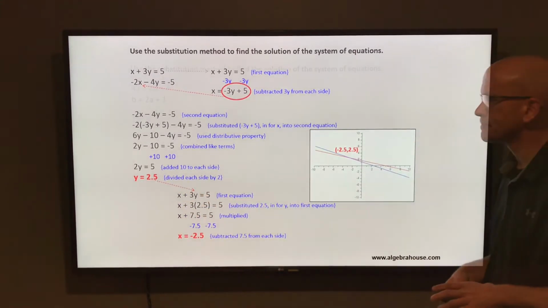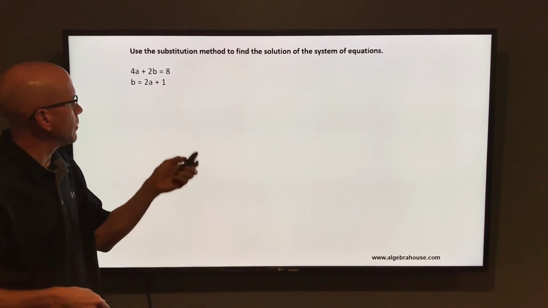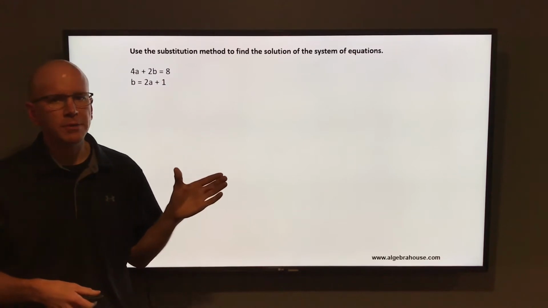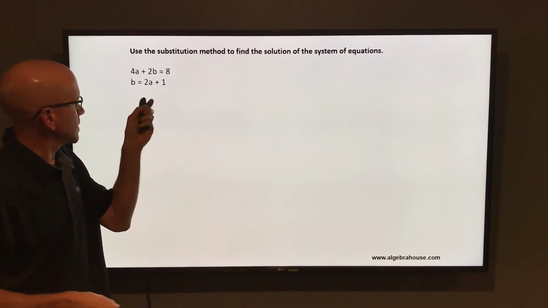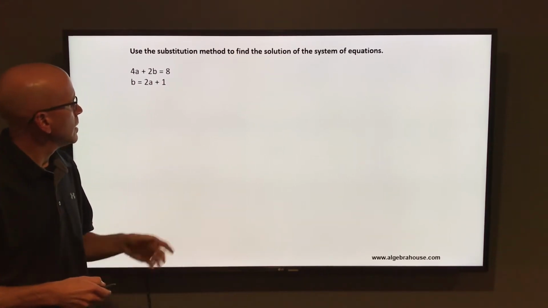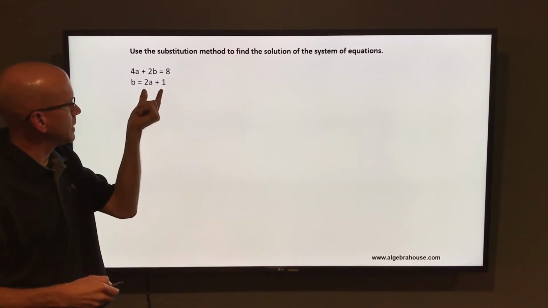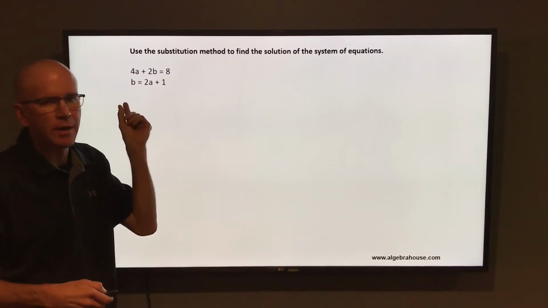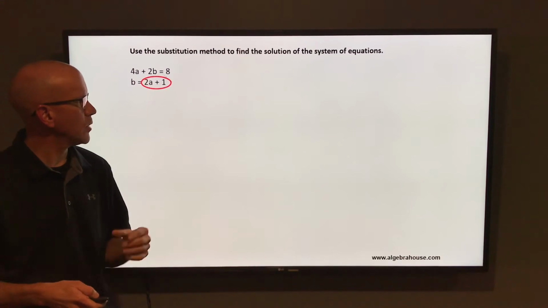We're going to solve this system of equations using the substitution method. So again, when you're using the substitution method, you want to get one of these equations solved, in this case, for a or b. Well, that second equation already says b equals 2a plus 1. So if b is 2a plus 1, simply take that 2a plus 1, substitute that into the top equation for b, and then you'll have one equation with one variable, and you can solve that equation for a.